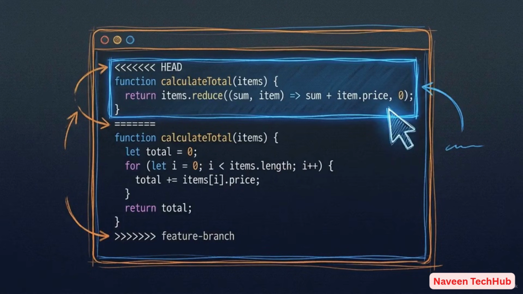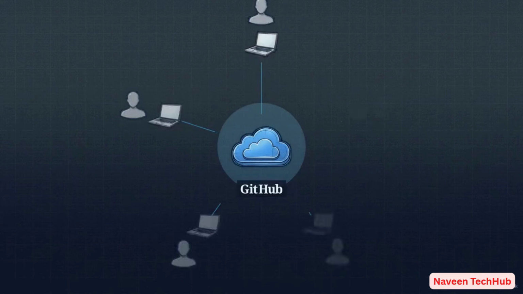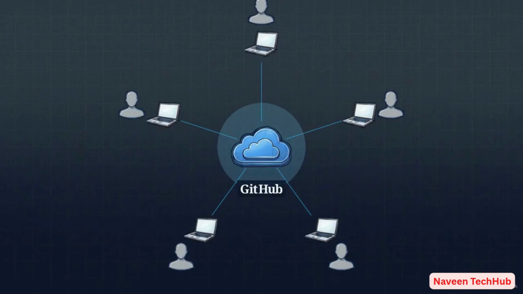To resolve this, you manually open the file, select the correct code, and create a new commit to finalize the state of the file. These remote commands act as the connection between your machine and the rest of the team, allowing multiple developers to contribute their individual work to a single shared codebase.